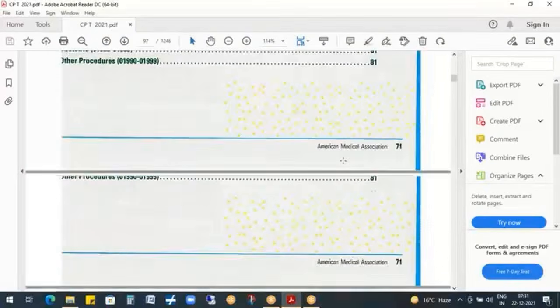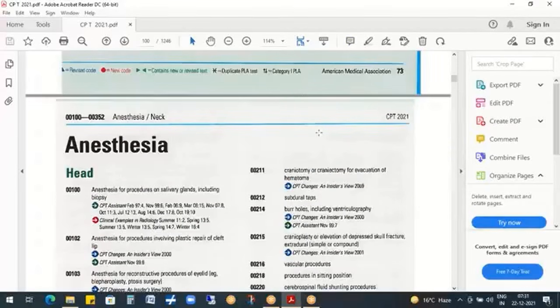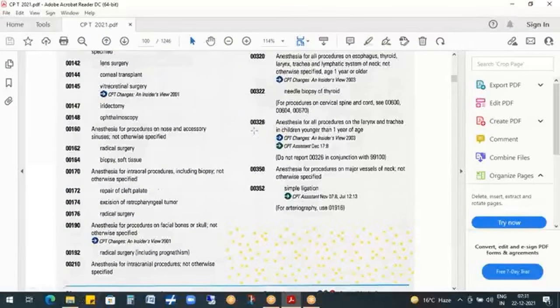Now you can see here. Yesterday we came to know how to read a code. After reading a code, the next point we have to notice is the parenthetical note. Below the code there is always a guideline for you. For example, can you see the parenthetical note under 00326? What is that note?